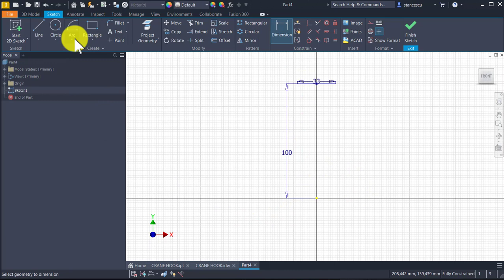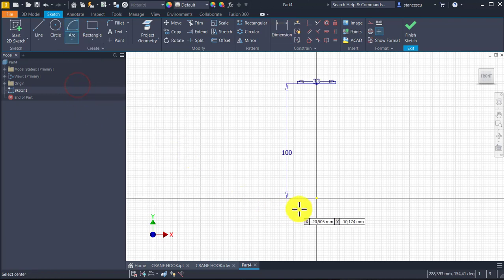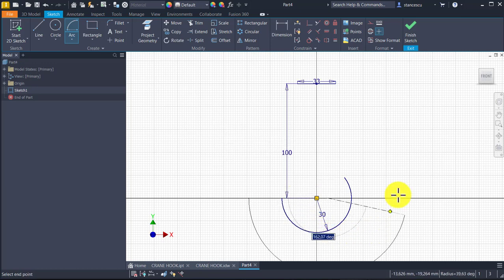Now we use the tool arc with center point to draw an arc at a distance of 30, as I said, to somewhere here, and another one at 12 on the same horizontal with a radius of 68 to somewhere here.